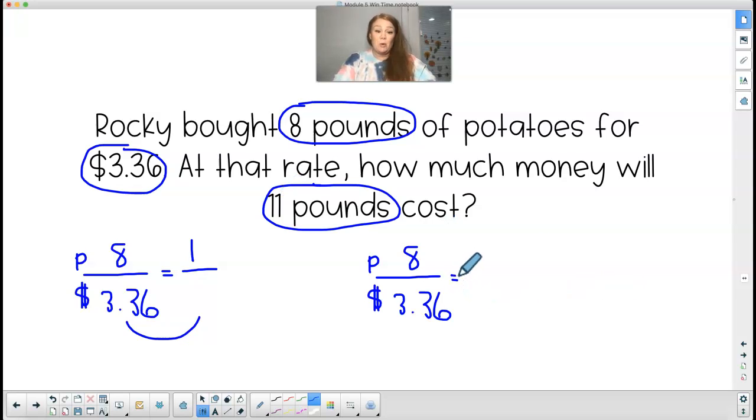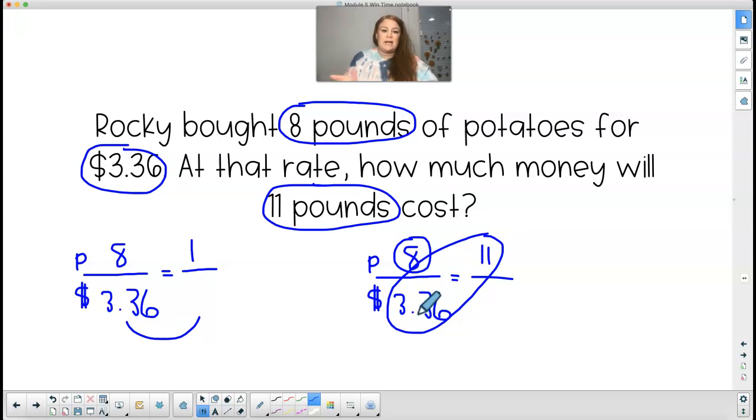If I want to do the proportion strategy, I'm going to skip straight to 11. 11 pounds, and pounds needs to go on the top. To solve this one, I'm going to do $3.36 times 11, and then divide it by 8. Either way, I should get the same answer. So this one I'm just skipping that unit rate, going straight to 11, and then cutting it up. I'm just rearranging my numbers, same answer. Okay, go ahead and do that one. Come back when you're ready for the next one.